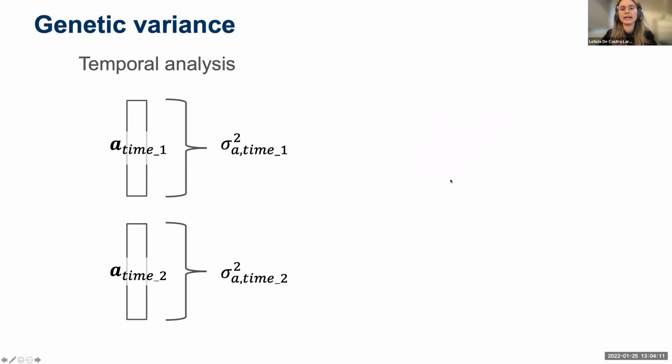So how do we analyze genetic variance for different groups of individuals or over time if we assume that we know the breeding values? We would simply partition this vector of breeding values and calculate the variance of these values. This partition can be at the year level or at the stage of the breeding program. So this will give us the breeding and the temporal analysis of the genetic variance.